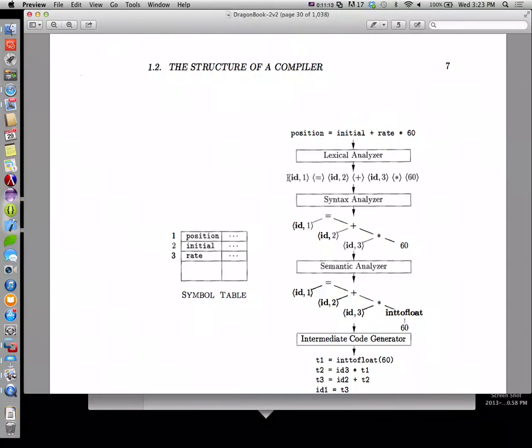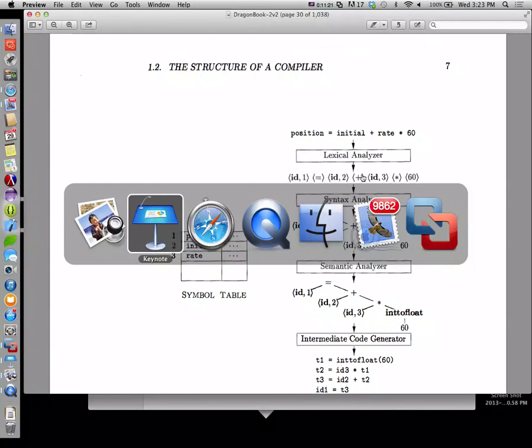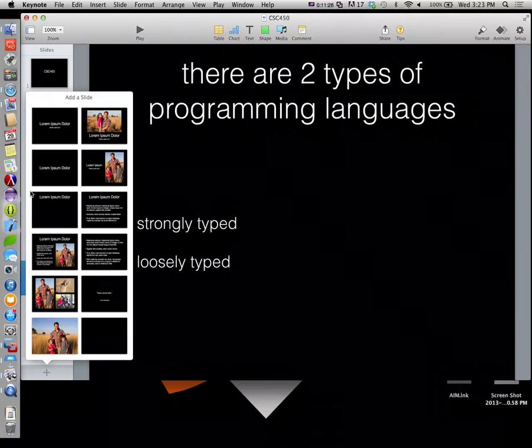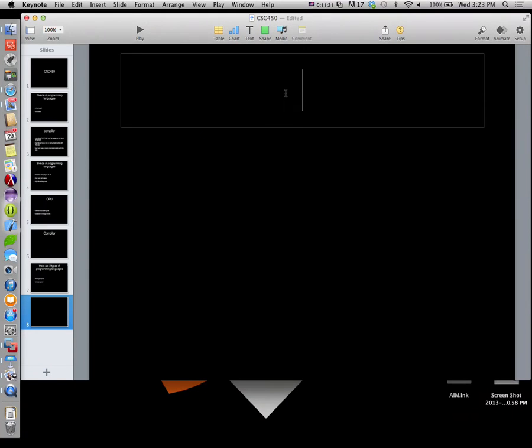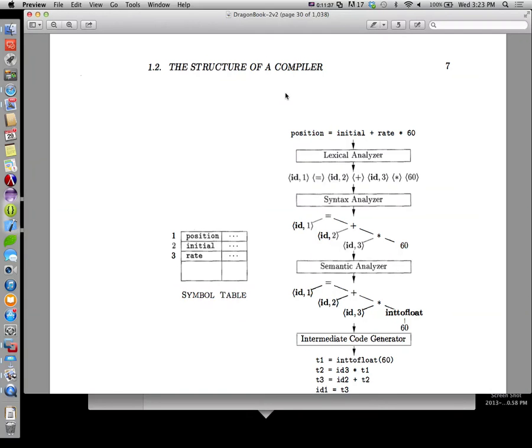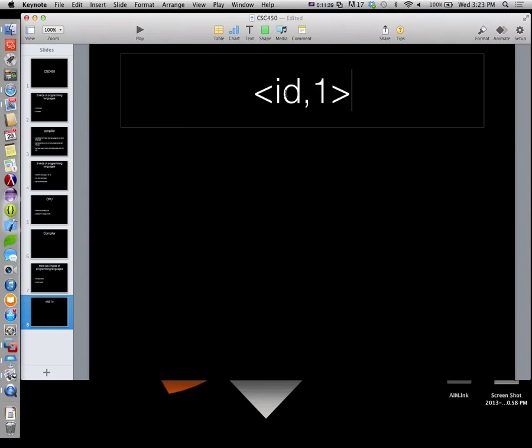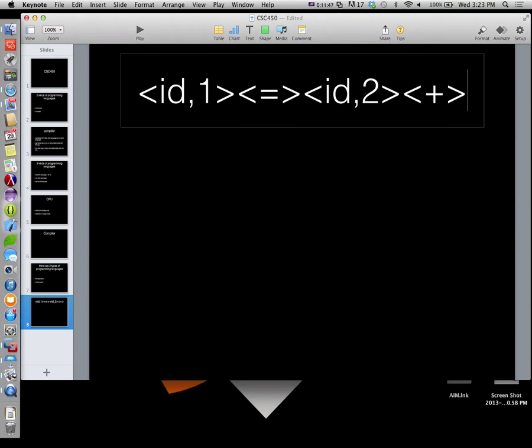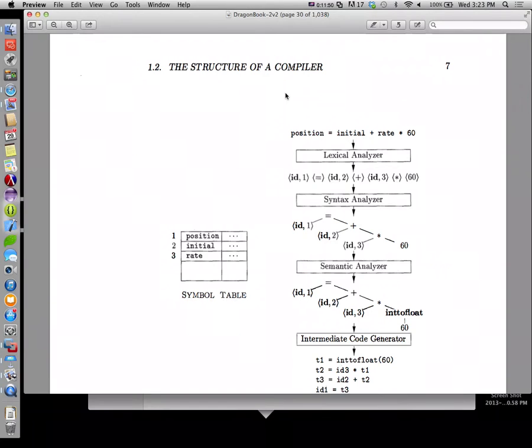So here, let me copy this. All right, so we have ID1 equals ID2 plus ID3 times 60.